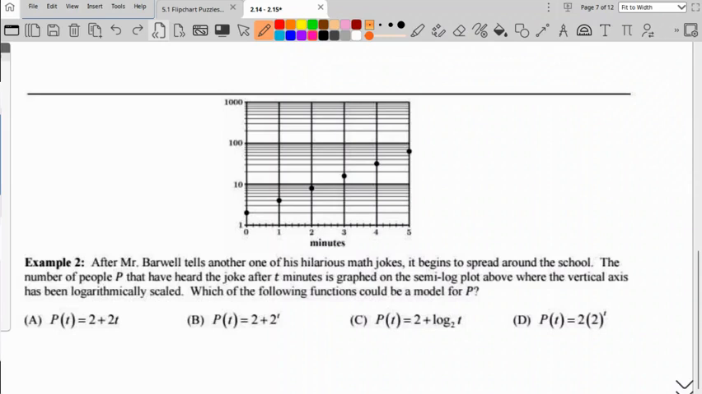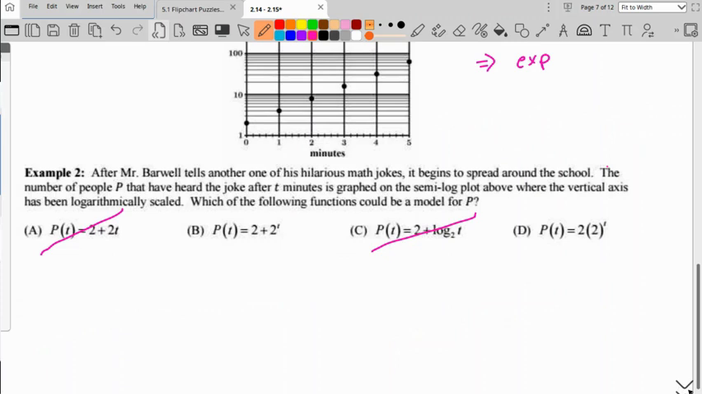Okay, first of all, let's look at that graph. What does it look like? It looks linear. And if it looks linear on a semi-log plot, what does that mean? That means it's exponential. Okay, so which two answer choices can I eliminate? This is multiple choice. Which two answer choices can I eliminate right away? A, because that is linear, and C, because that's logarithmic. Okay, because we know we're looking for an exponential equation.